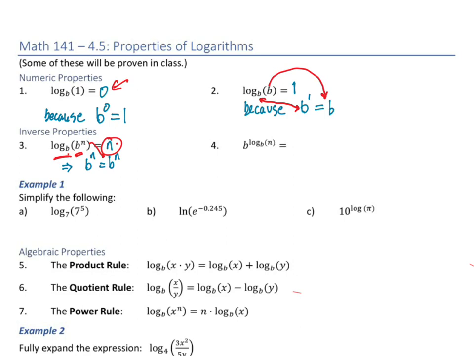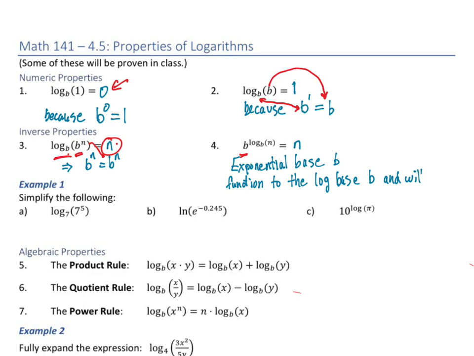Similar to the number 4, where you've got exponential base b raised to the log base b of n, again, they're inverse functions, so it equals n. Our exponential base b and the logarithm base b are inverse functions, so they do cancel with each other.